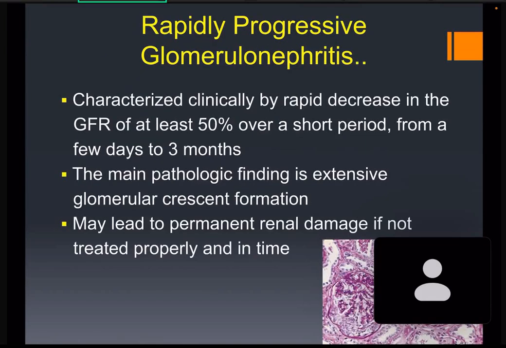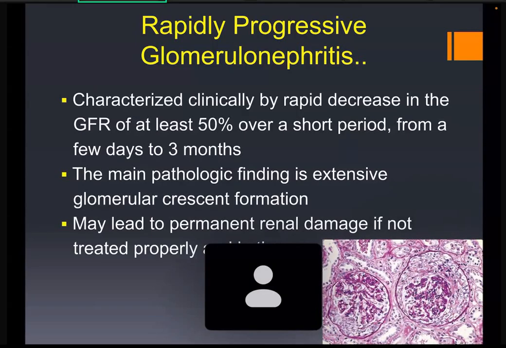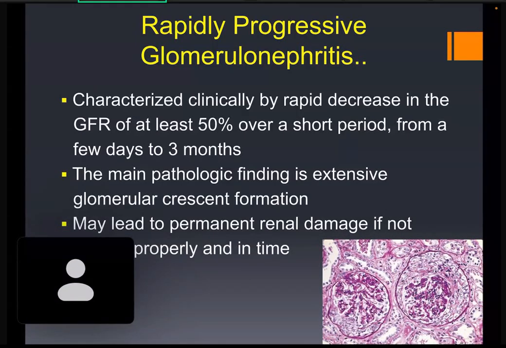Okay. Now, the most severe form of glomerulonephritis is the rapidly progressive glomerulonephritis. This is characterized by a rapid decrease in the GFR of at least 50% over a short period of time, from a few days to 3 months. It can go up to 3 months, so that's how unpredictable it is. You might have AGN right now, and later on you will have rapidly progressive GN. Now, the main pathologic finding of this particular condition is what we call the crescent formation.